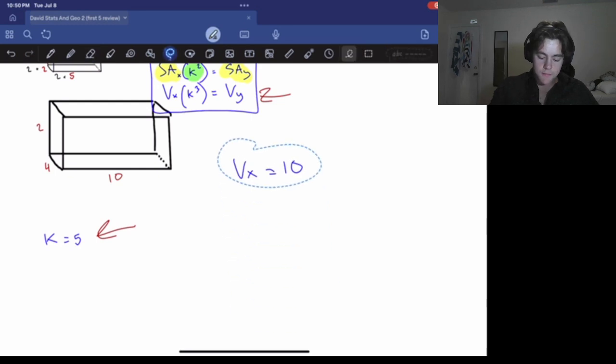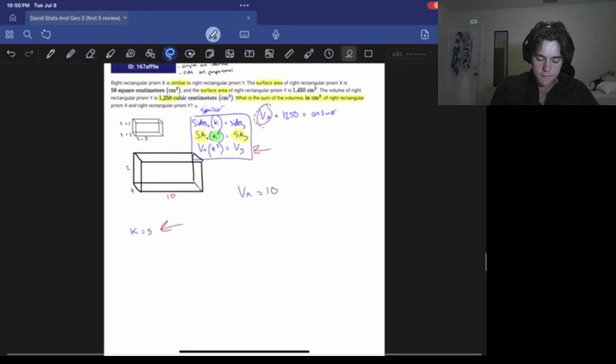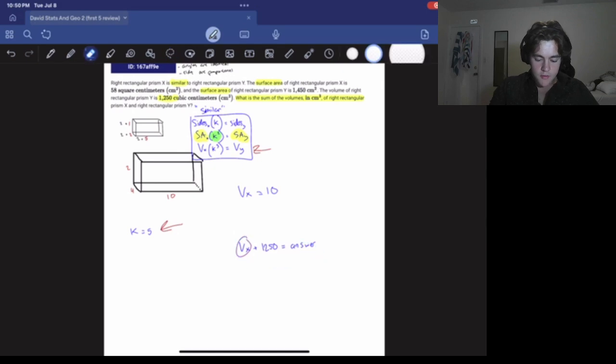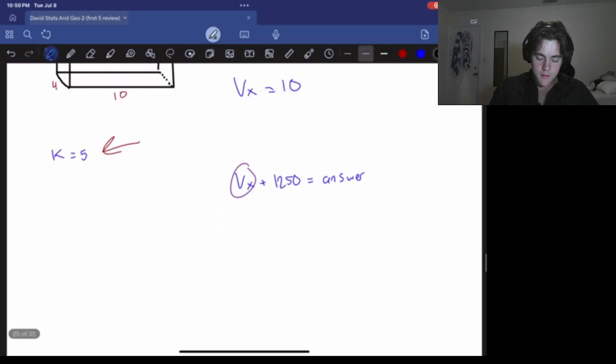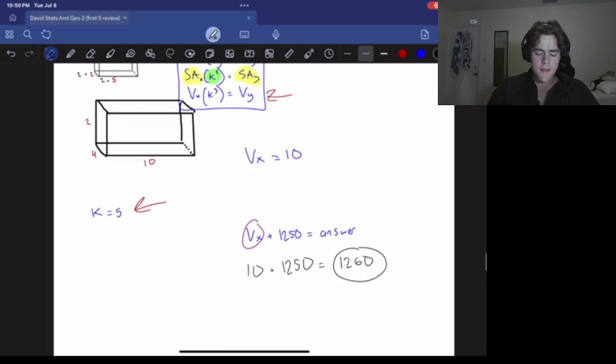So bring this up to the top. We have V of x equals 10. We take our original equation that we wrote at the beginning, and we just rewrite it. 10 plus 1250 equals our answer. Our answer is 1260. And that's how we're going to do this one.